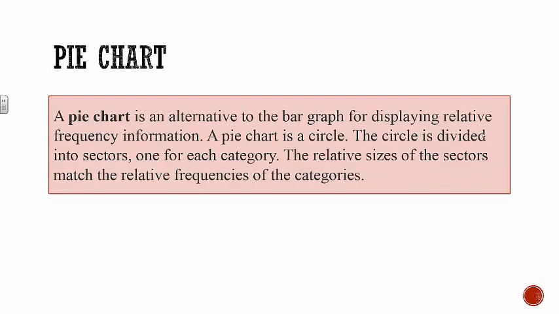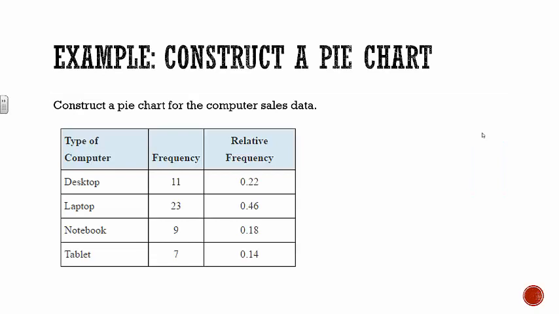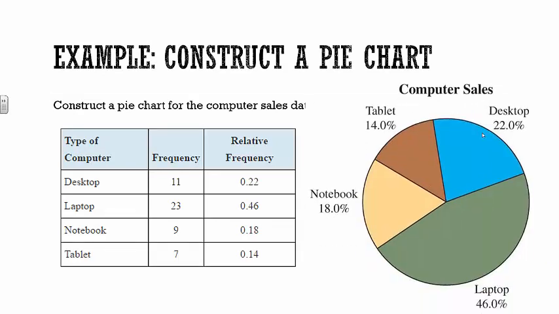Next, we have a pie chart, which we don't use that often because it's very, very hard to make by hand. But a pie chart is very similar to a bar graph in that it shows the relative frequency of your data. Your pie chart is basically a circle. You divide it into sectors, and each sector represents the relative size of whatever the data represented for that category. All right, so here's an example of a pie graph.